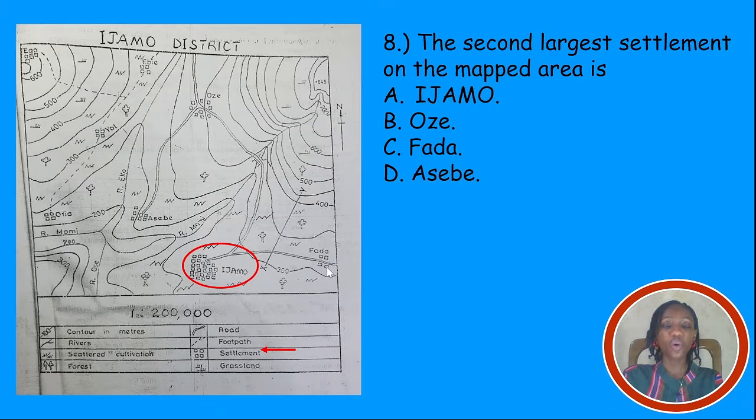So now I'm sure you all got the answer. So now let me show you why all the other options are wrong. So option A, we've already agreed that Ijamo is the largest settlement. Option C, that's Fada, is made up of 4 squares, while option D, Asebe, is made up of 7 squares. So now while our answer option B, that's Oze, is made up of 9 small squares, you can count it to be sure. Writing out the number of squares makes it easy to see how Oze is the second largest settlement.